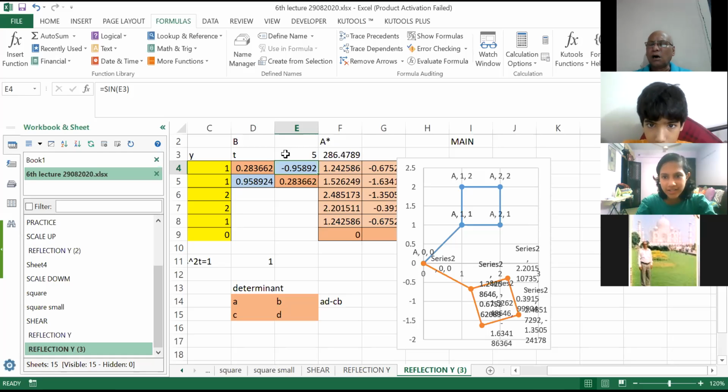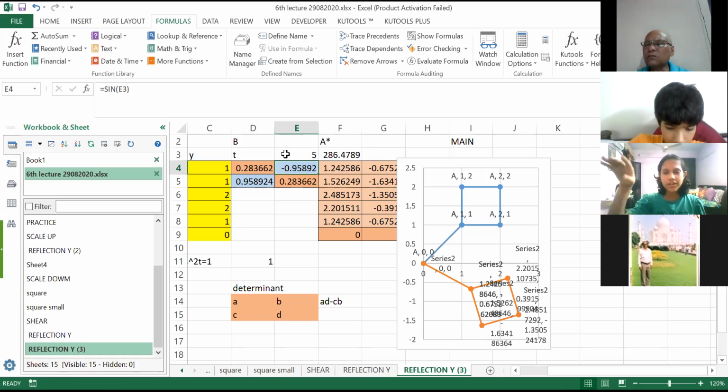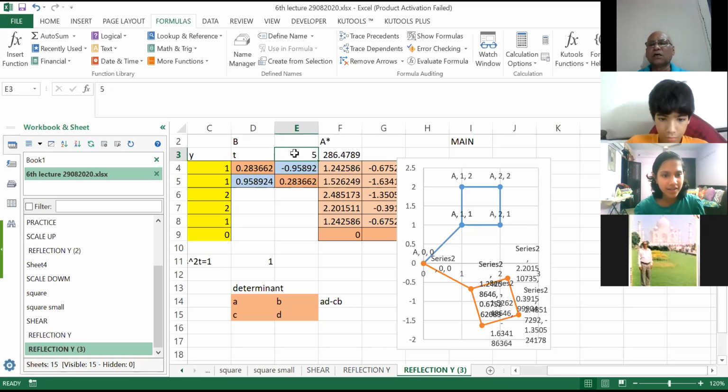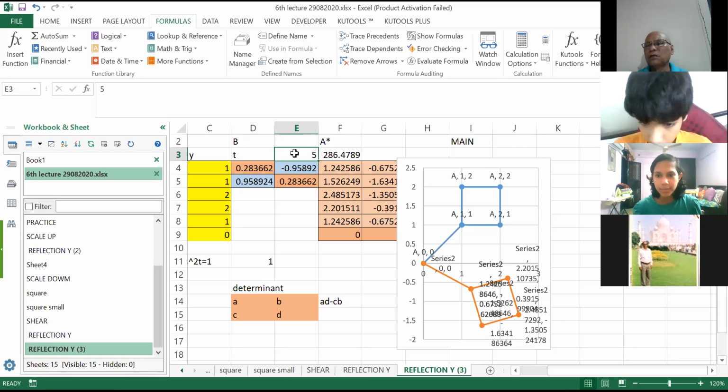Excuse me, sir. I tried different values of E3. At 0.471 something, there is a reflection form. It turned all the way around, and a reflection was made, a reflection about the y-axis. But it was really hard, I was taking some approximate values to find it.